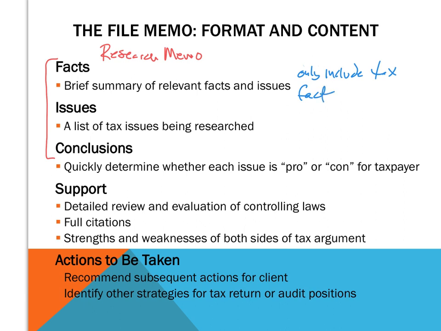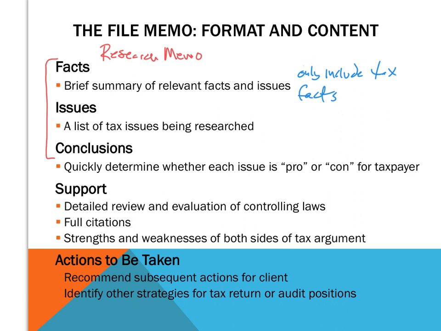So only include tax-related facts, okay? So if we're talking about a corporation and we're talking about a corporate transaction, then we don't really need a lot of personal details regarding individuals. If, however, we're dealing with an individual tax situation, then marital status, how old kids are, these types of things may be very important. So what we include in the facts is going to be dependent on our situation, but we want to keep this fairly brief, okay?